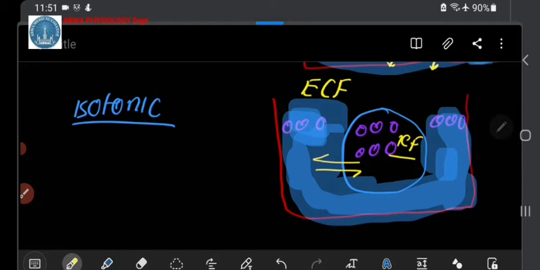Because the isotonic solution contains the same concentration of solutes as the other solution or as inside the cell. When the cell is placed in such an isotonic solution, the water diffuses into and out of the cell at the same rate, as I denoted by this. The fluid that surrounds the body of cells is isotonic, and there will be no shrinkage of the cell, no bursting of the cell, or swelling of the cell. So this is an example of isotonic fluids or isotonic solutions.